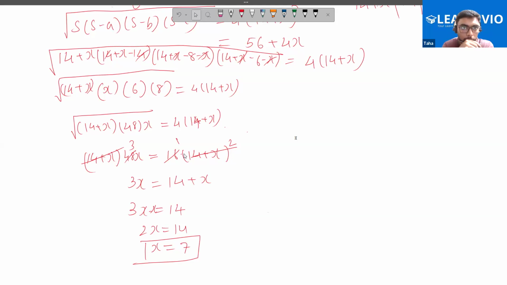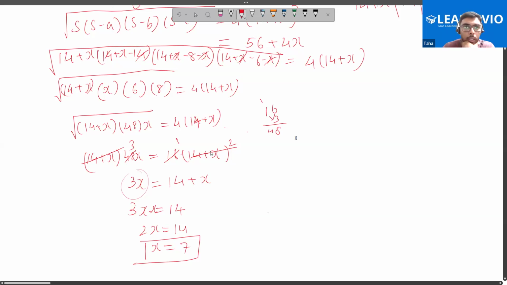16 gets cancelled with 48. Sorry, 16 ones and 16 threes. 16 threes is 48, right? So that is why 16 ones and 16 threes. That is how we end up with 3X is equal to 14 plus X.